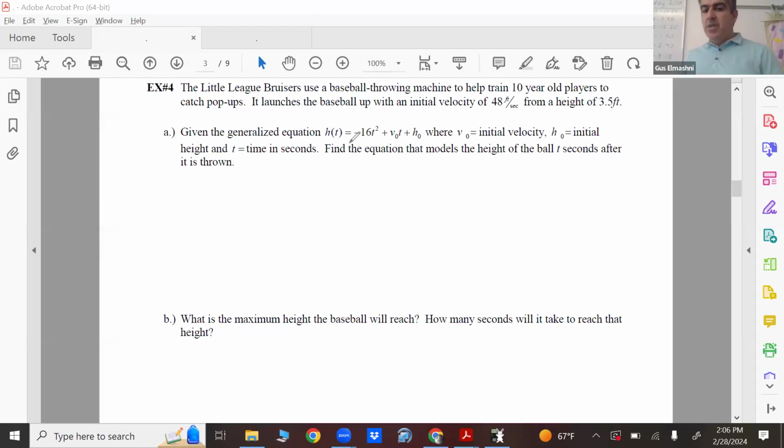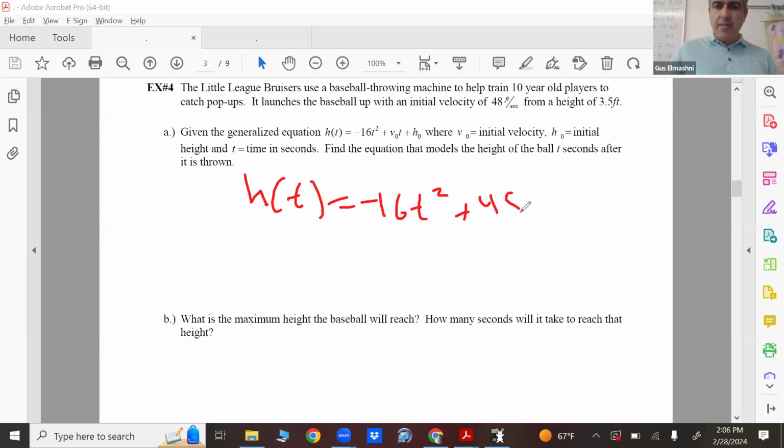So the negative 16 is actually going to be the acceleration due to gravity in feet per second squared, whereas most of the time you guys use 9.8, right, for meters per second squared. But find the equation that models it. That's easy. You're already given all the details, right? Negative 16t squared plus 48t plus 3.5. Okay. That's easy.